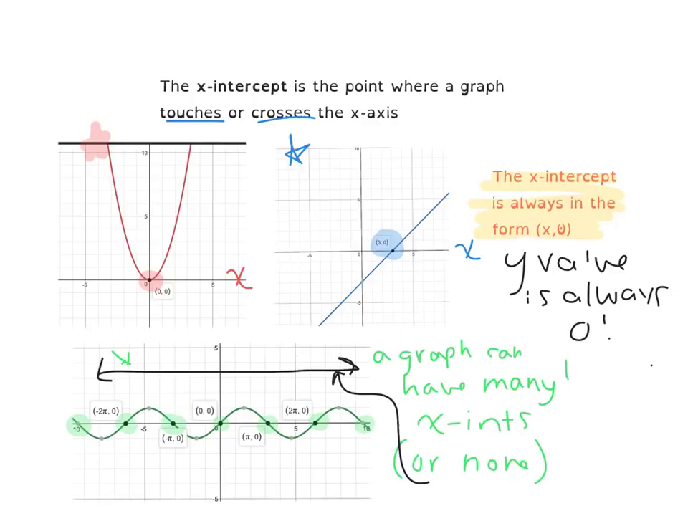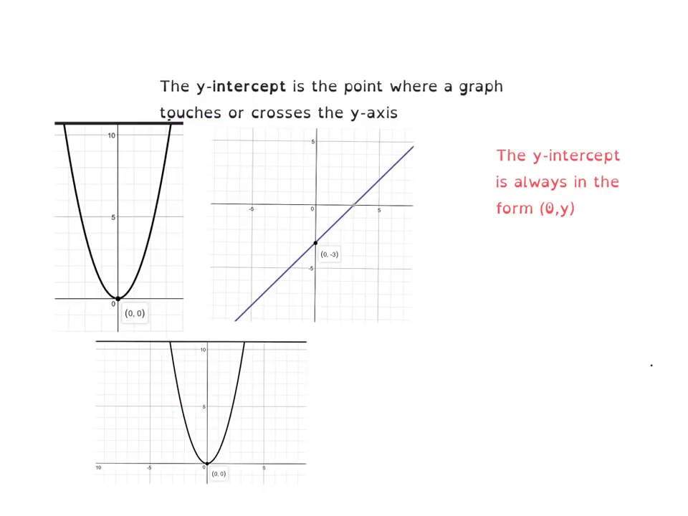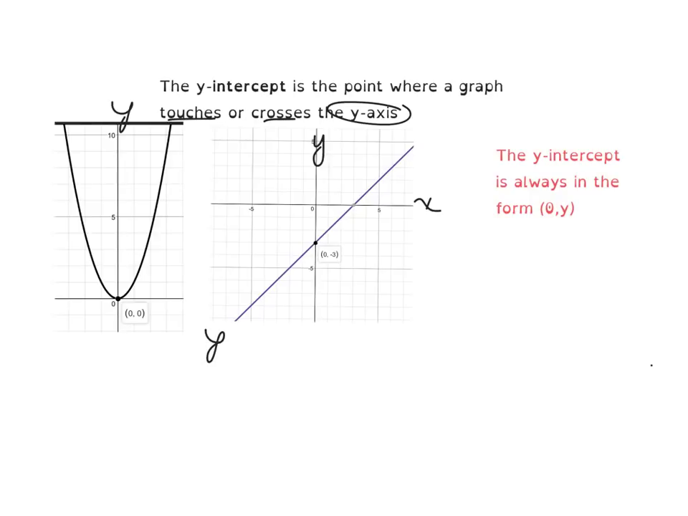Now for the y-intercept, it is either where the graph touches or where it crosses the y-axis. So again, we know the y-axis is the vertical axis. So I've just labeled the vertical axis. I'm going to have a few graphs here. This one's actually duplicated. So if I look at this one, I can see that this graph touches the y-axis right there. This graph over here, if I look at this line here, where does this line touch the y-axis? Well, I can clearly tell it is right there.